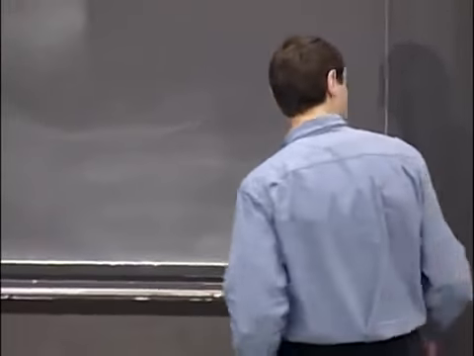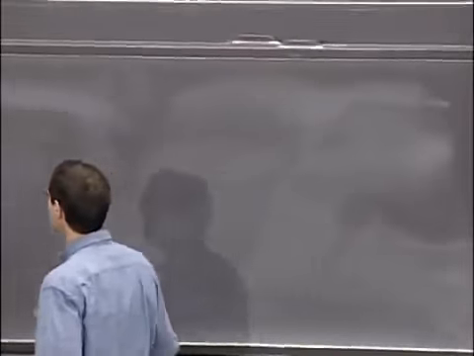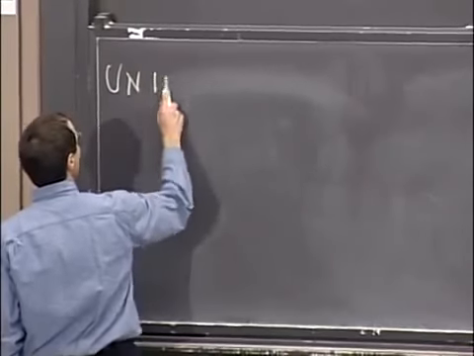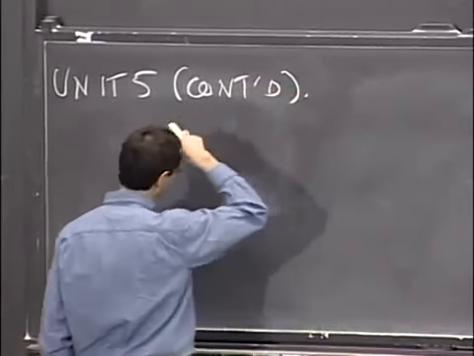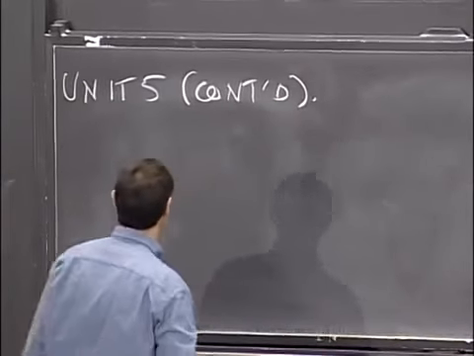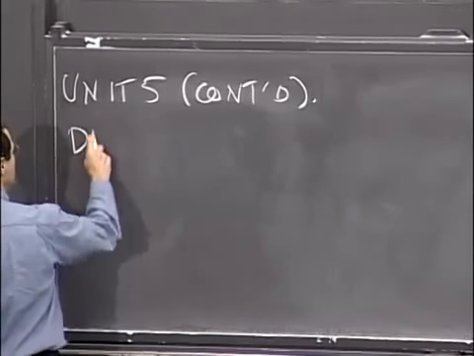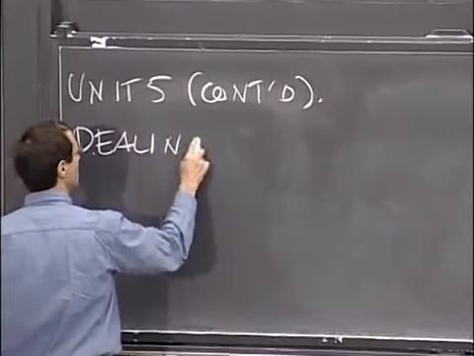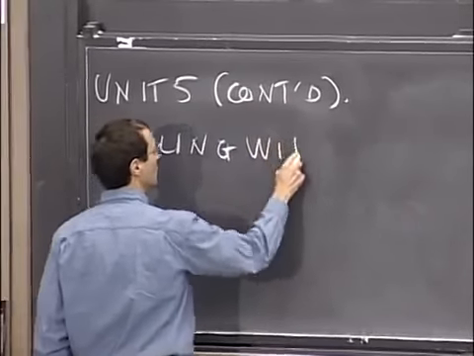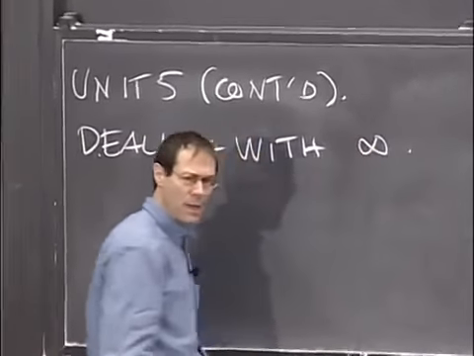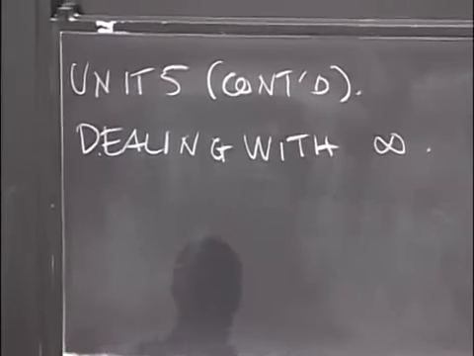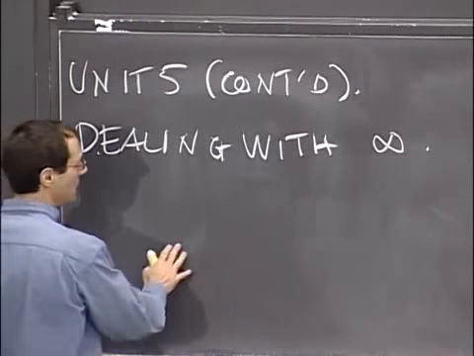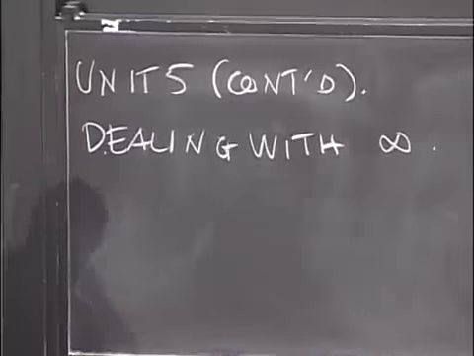Now, today we're continuing with this last unit, Unit 5, continued. The informal title of this unit is Dealing with Infinity. That's really the extra little piece that we're putting in to our discussions of things like limits and integrals.